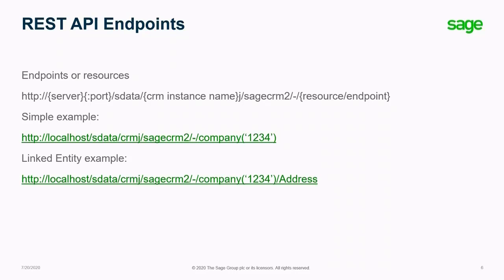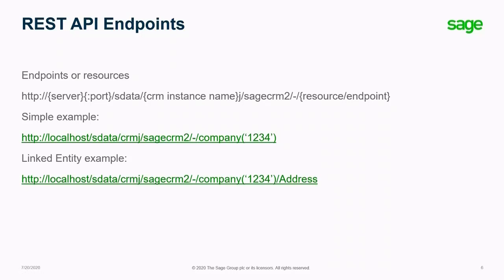Some simple examples of that would be HTTP, localhost, SData, and then company as my endpoint. This would get me a company where the ID is 1234. We also have the capability to interrogate linked entities like linked people or linked addresses that are linked to a company. You would do that by saying company 1234 slash address, which would give me a list of the addresses that are available for that company.